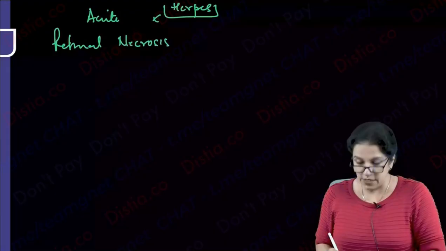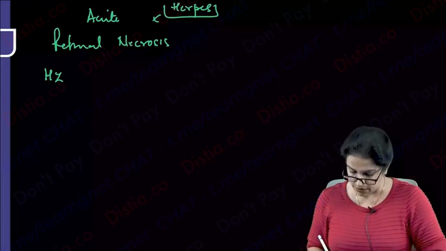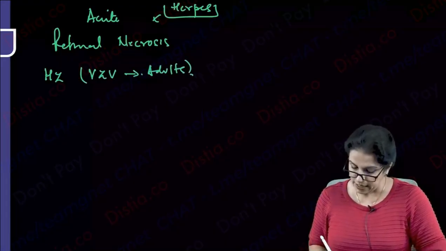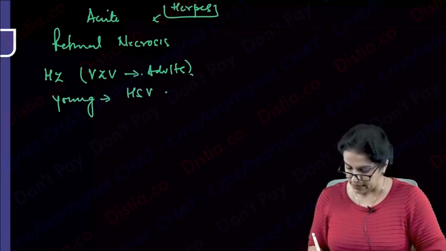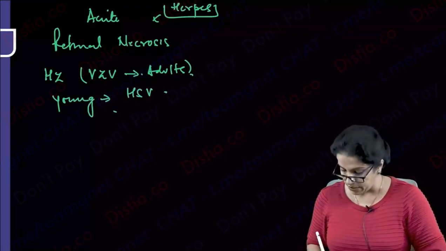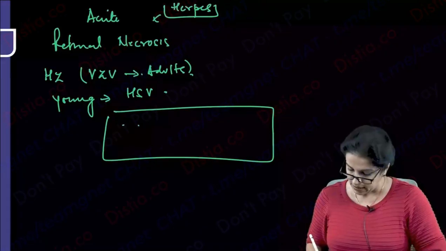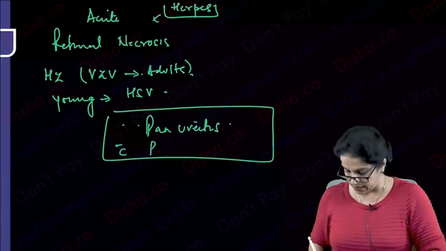Generally caused by varicella zoster virus. Varicella zoster virus is the causative agent in adults, and in young people this can even be caused by herpes simplex virus. What does it cause? Put it in the box. It's generally a pan-uveitis with retinal necrosis, peripheral retinal necrosis. This much is enough.